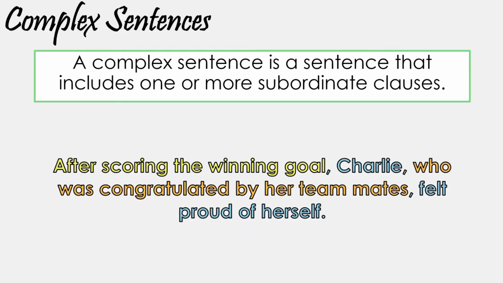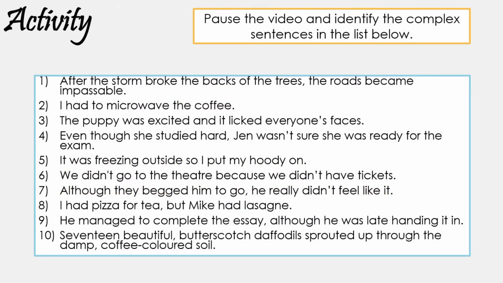Let's take this sentence for example. After scoring the winning goal, Charlie, who was congratulated by her teammates, felt proud of herself. On this one, the yellow, after scoring the winning goal, is subordinate. The blue, Charlie felt proud of herself, is the main clause, and the orange bit is a subordinate clause in the middle of the main clause. This is known as a relative clause. Pause the video and have a go at labelling the complex sentences in this list.